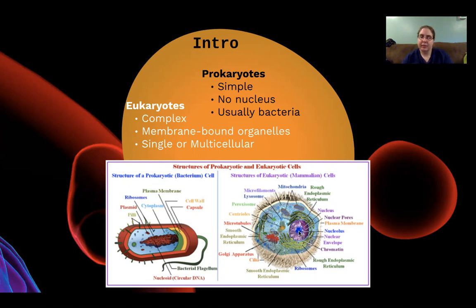Eukaryotic organisms can be single-celled or multi-cell organisms. These would include pretty much anything that is not a bacteria. So your animals, plants, fungi, and protists are all eukaryotic organisms.